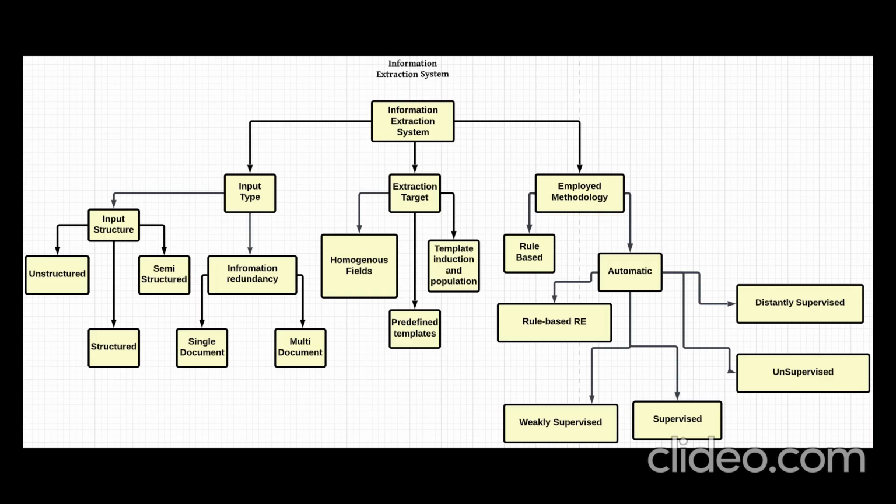Now, to begin with, I will be talking about the ways the input type varies in all sorts of information extraction. There are three main input types: unstructured, semi-structured, and structured. Unstructured input types include news stories, magazine articles, and books, while semi-structured includes emails, shop posts, ads, and resumes. And for information redundancy, we have two types, which are a single document versus multiple documents.